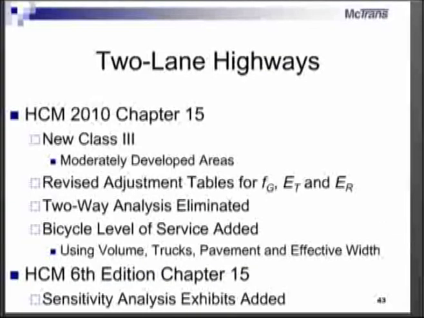2-lane highways, no changes. Significant changes in 2010, well, at least some changes. Class 3, a third class was added for moderately developed areas. Up until then, classes 1 and 2 were predominantly rural. The adjustments for grade and passenger car equivalents were modified structurally, not necessarily in their values.